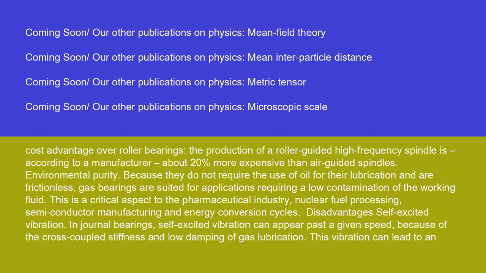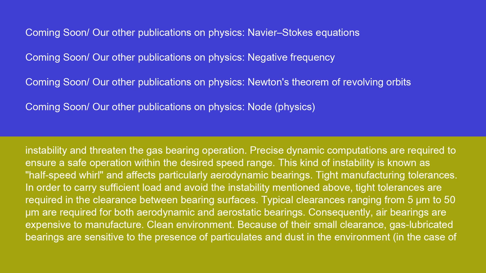Disadvantages: self-excited vibration. In journal bearings, self-excited vibration can appear past a given speed because of the cross-coupled stiffness and low damping of gas lubrication. This vibration can lead to an instability and threaten the gas bearing operation. Precise dynamic computations are required to ensure a safe operation within the desired speed range. This kind of instability is known as half-speed whirl and affects particularly aerodynamic bearings.